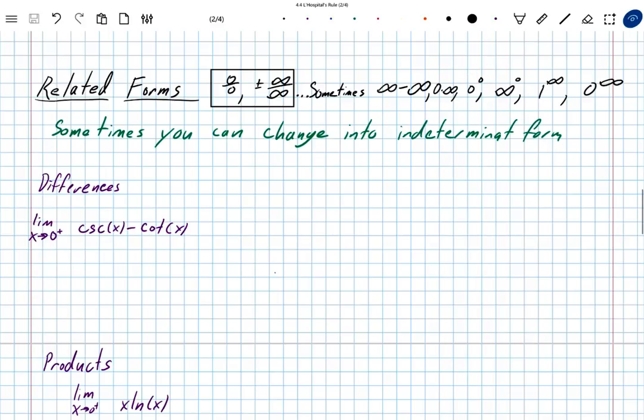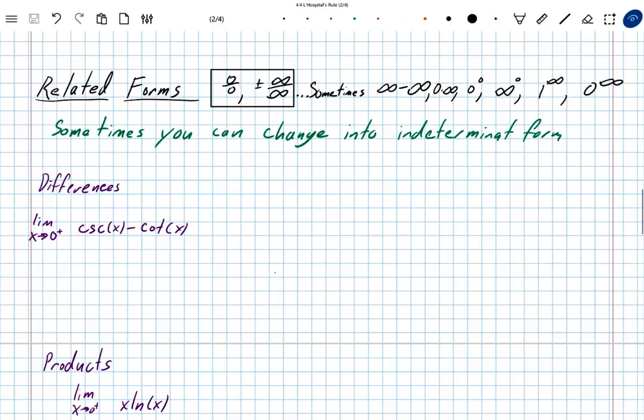So there's lots of these other kinds of forms that it's unclear how to plug into, or it really depends on the different rates of change of the parts involved. And so we want to see how we can turn these forms into fractions that might be an indeterminate form so that we can then use L'Hopital's rule. Do a little bit of algebra first, then do the calculus.